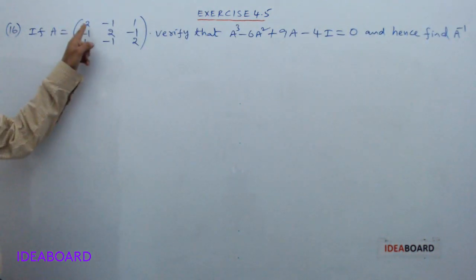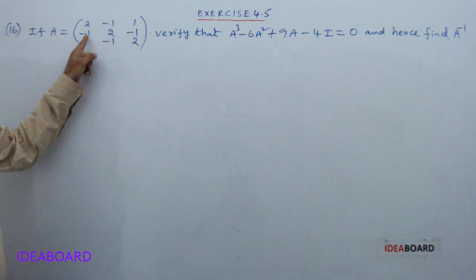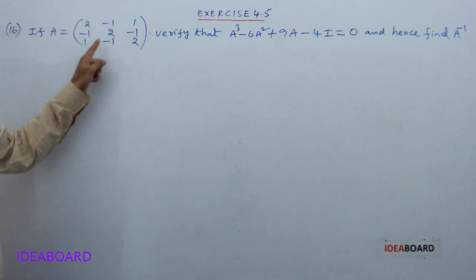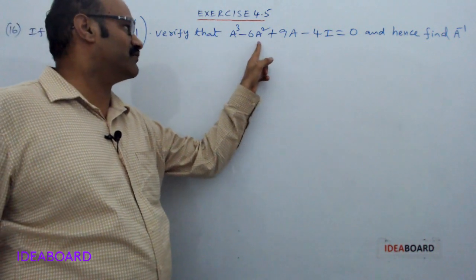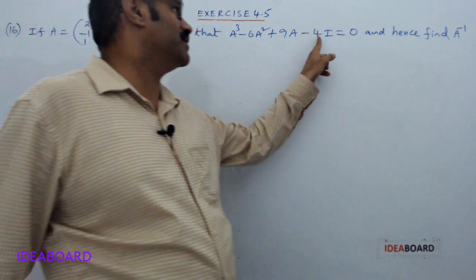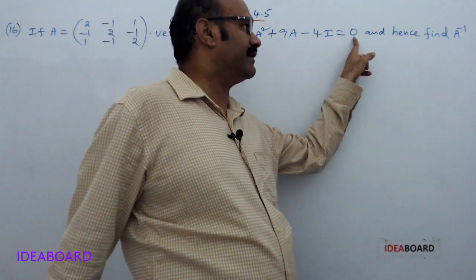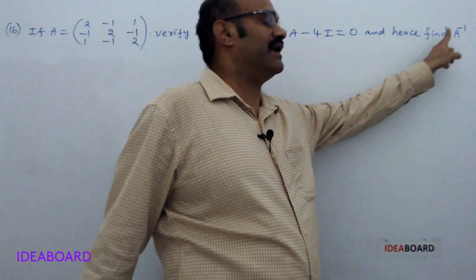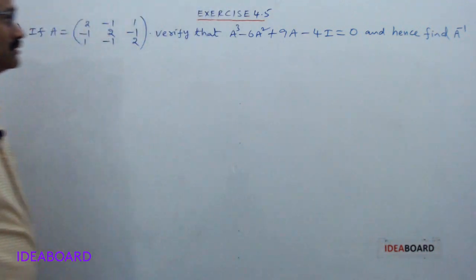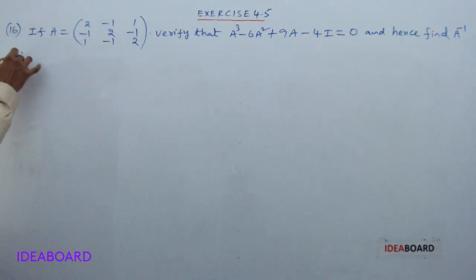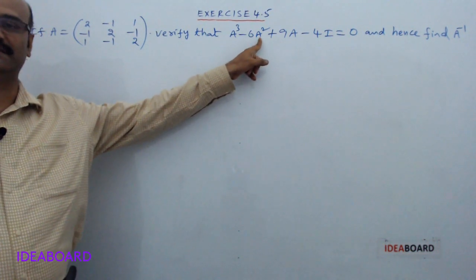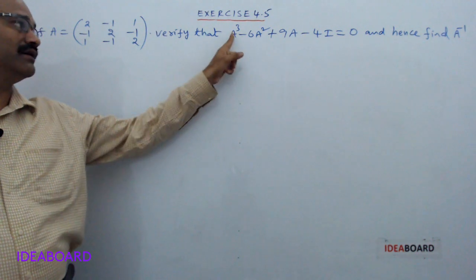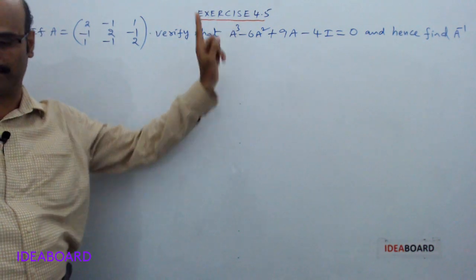If A equal to 2 minus 1 1, minus 1 2 minus 1, 1 minus 1 2, verify that A cube minus 6A square plus 9A minus 4 into I equal to null matrix, and hence find A inverse. Solution: the matrix A is given, so we have to find A square. A square means A into A, A cube means A square into A.